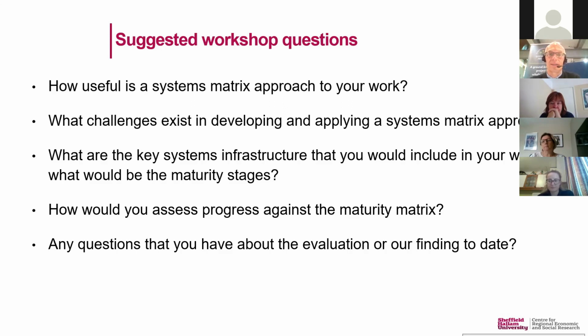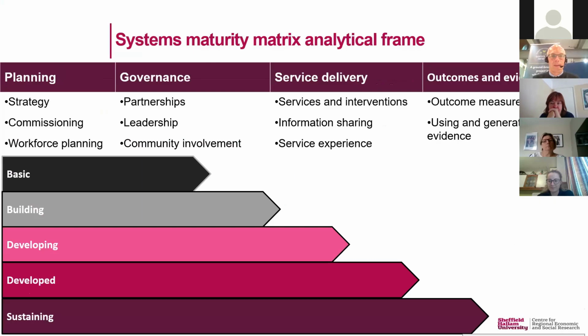The other bit is, what do you include in it? And does everything need to be equally weighted? So we've identified all these particular aspects, I think there's 11 off the top of my head. But do all 11 need to get to sustaining for you to be a fully mature system? Actually, probably not. It's one of these situations, different horses, different courses, where in some circumstances you could just focus on particular aspects.